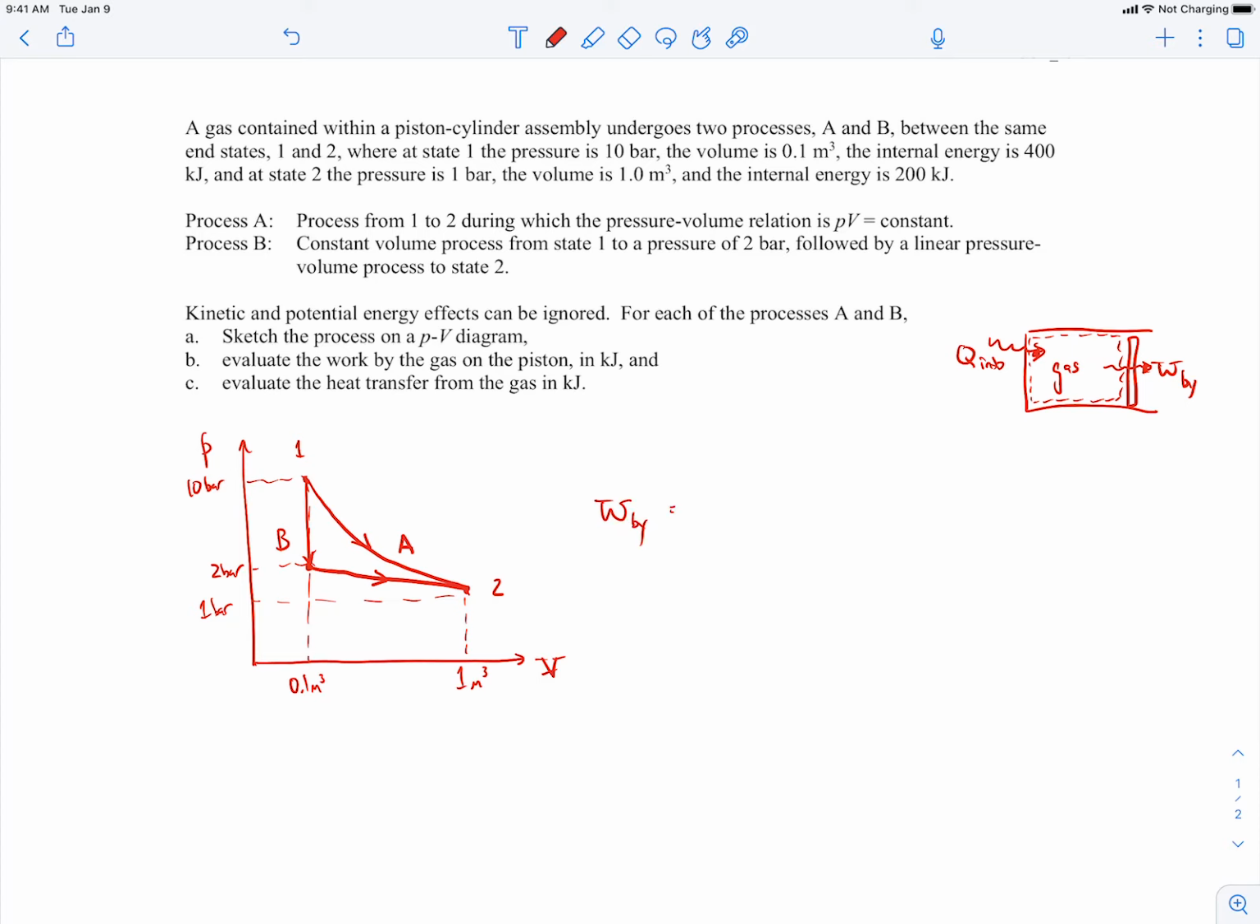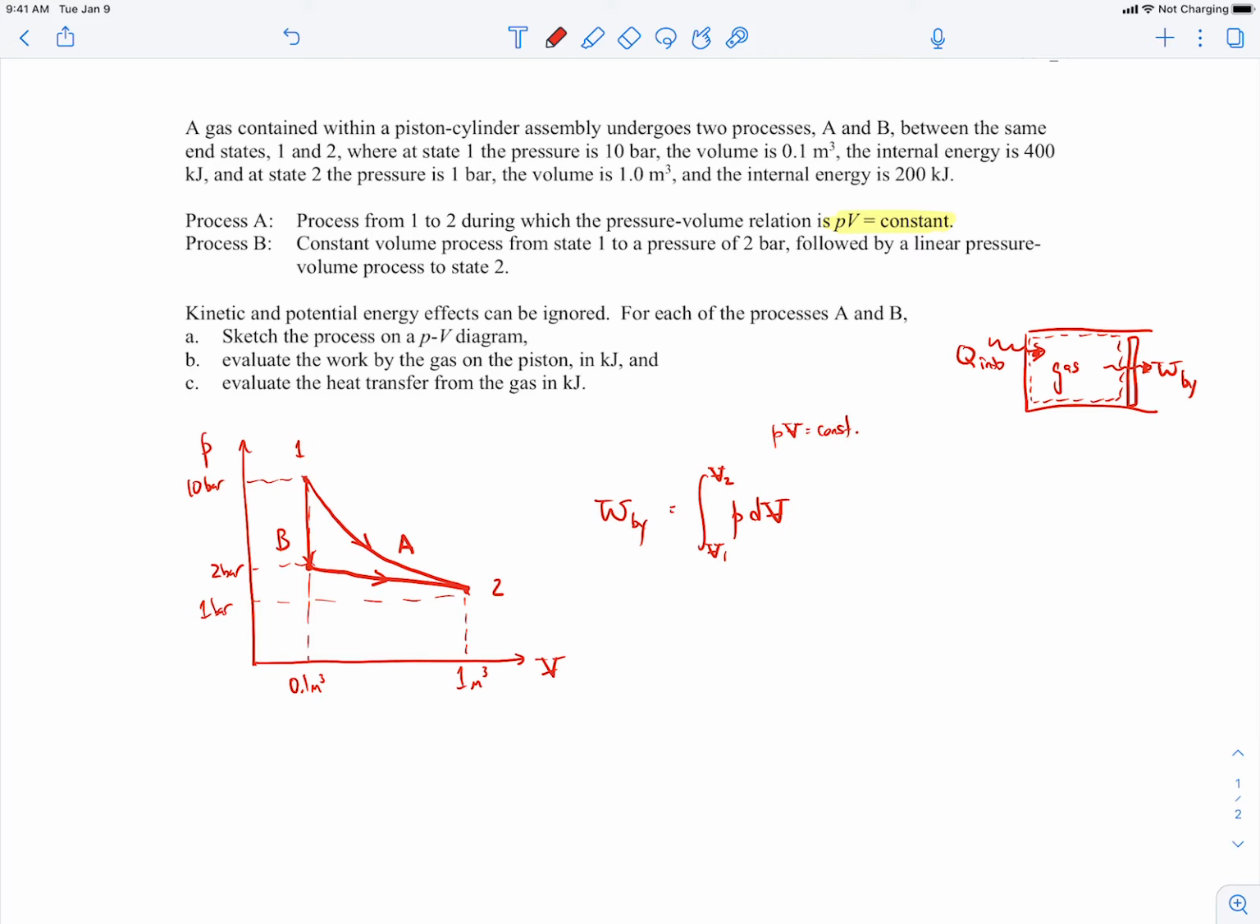And it's going to be PdV work, right? What's happening here is the gas has some pressure. It's expanding or contracting against this piston. So it'll be PdV work. So it'll look like this to calculate the work. And then for process A, we know the pressure is related to the volume using this PV equals a constant process. So we can substitute in for the pressure.